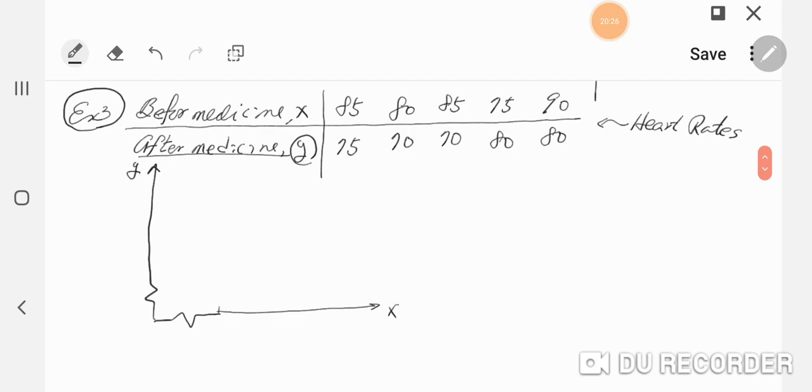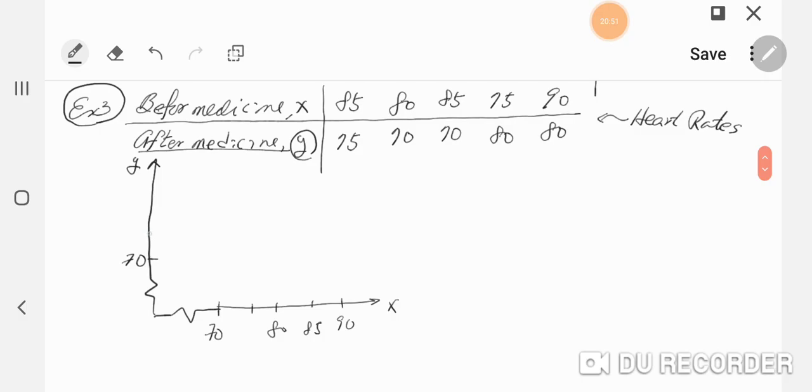Okay, and then let's start from here. This is 70, and then 75, 80, 85, and 90. Because the x value is starting from 75 all the way to 90, we need these values. And then the y value starts from 70, and then 75, here is 80, 85. Okay, so we have the x-axis and y-axis.